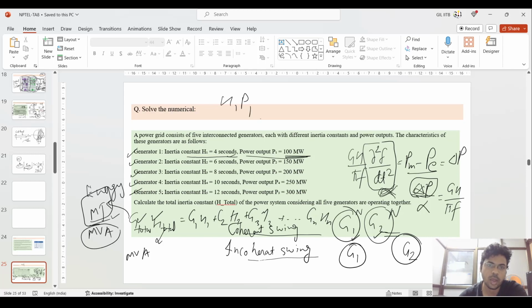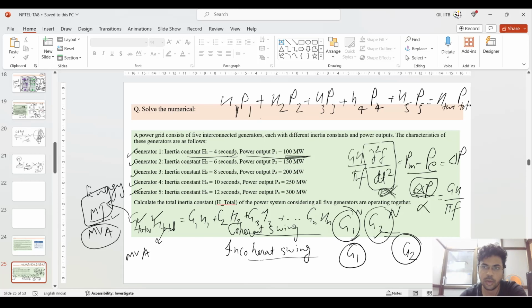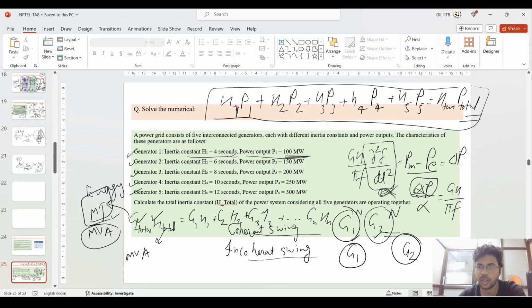If you see this, H1 is in seconds and G is in megajoule per MVA. If you are considering a 1 MVA base and multiply with this, you will get H1 P1 plus H2 P2 plus H3 P3 plus H4 P4 plus H5 P5 is equal to H total and P total. You can just use P total and utilize this formula.